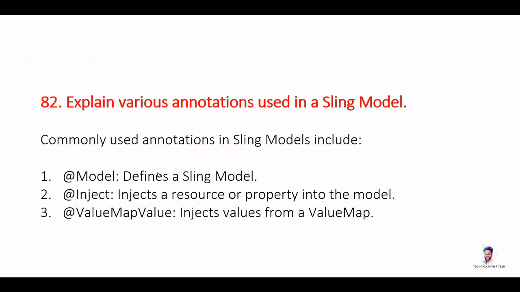The next question is: explain various annotations used in Sling models. We have already gone through all those annotations. First start explaining the main ones: @Model, @Inject, @ValueMapValue, @Self, @Reference. There are so many, right? If your interviewer is still interested in knowing more, start from the very basic ones. @Model defines the Sling model. @ValueMapValue gets the values, and @Inject injects. This is how we should explain them one by one. If you're not sure about any annotation that is least used, do not mention it. No need to mention all annotations anyway.